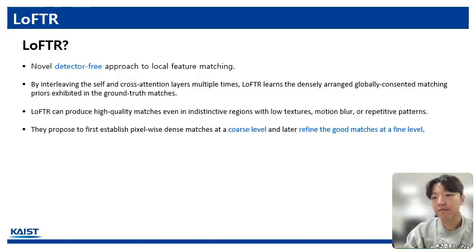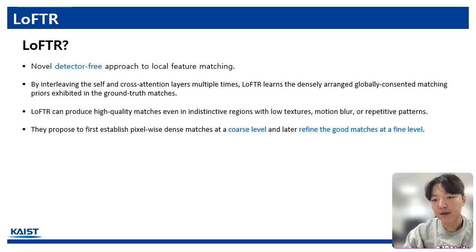LoFTR achieves local feature matching by using an innovative method. It interleaves self and cross-attention layers multiple times. This process allows LoFTR to learn and utilize densely arranged, globally consensual matching priors, similar to what we observe in ground truth matches. One of the remarkable aspects of LoFTR is its ability to produce high-quality matches even in challenging scenarios. Whether we are dealing with indistinctive regions, low-texture environments, motion blur, or repetitive patterns, LoFTR can still provide reliable and precise matches.